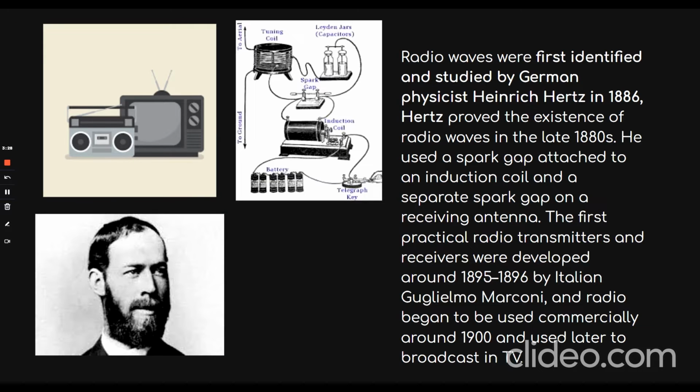The slide below talks about the history of radio waves. Radio waves were first identified and studied by German physicist Heinrich Hertz in 1886. Hertz proved the existence of radio waves in the late 1880s. He used a spark gap attached to an induction coil and a separate spark gap on a receiving antenna. The first practical radio transmitters and receivers were developed around 1895-1896 by Italian Guglielmo Marconi, and radio began to be used commercially around 1900 and later to broadcast on TV.